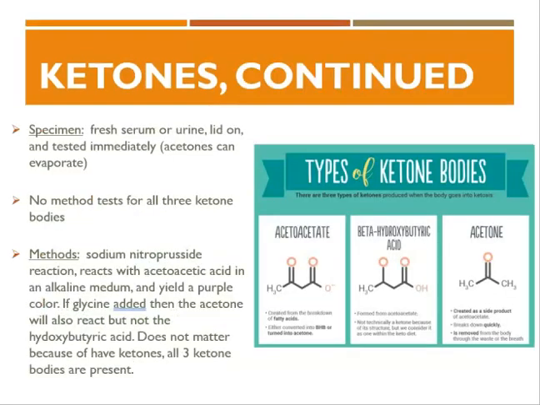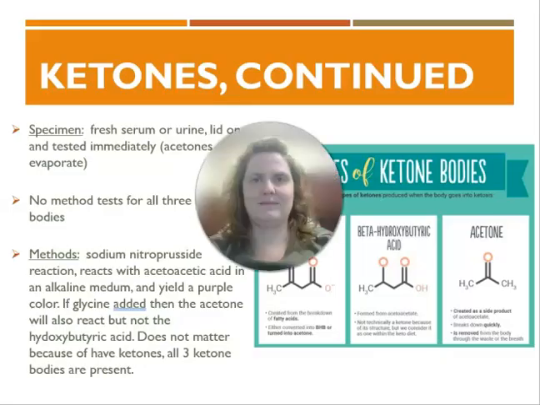For testing your ketones, the specimen is either fresh serum or urine. The lid needs to remain on because acetone can evaporate easily from your specimen. There is no testing method to test for all 3 ketone bodies. In the testing, if you have any kind of color change to purple, you're considered to have some type of ketone. We're not able to necessarily determine which ketone body it is, but it is positive for ketones. There are ketones present.